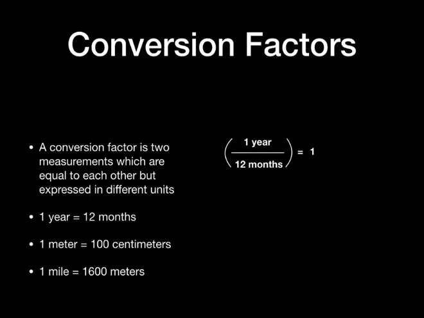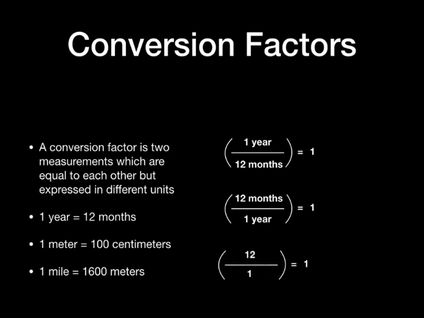Well, just the same way then, we could have written that fraction this way. We could have put the 12 months on top and the 1 year on the bottom. Again, since 12 months and 1 year are the exact same amount of time, 12 months over 1 year is also equal to 1. But this is where the units become really critical.